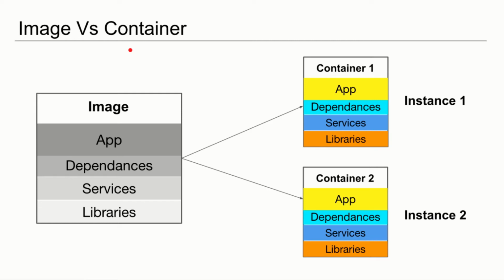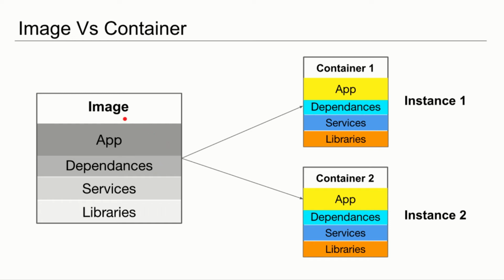So in this video, we will talk about the difference between an image and a container. An image is basically a ready template in which we have the app and all its dependencies, services, and third-party libraries. A full-fledged app is available in the image. We just need to create a container of that image, deploy that container and run it, and our application is live. So basically, an image is just a template, right?